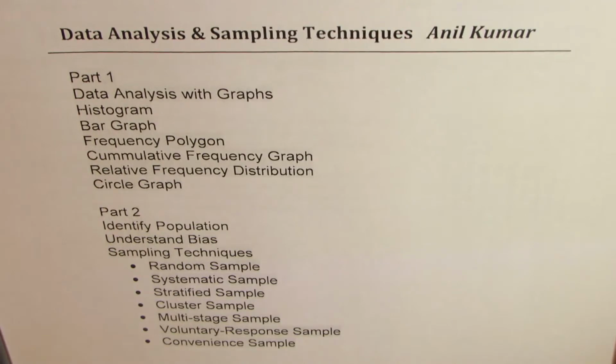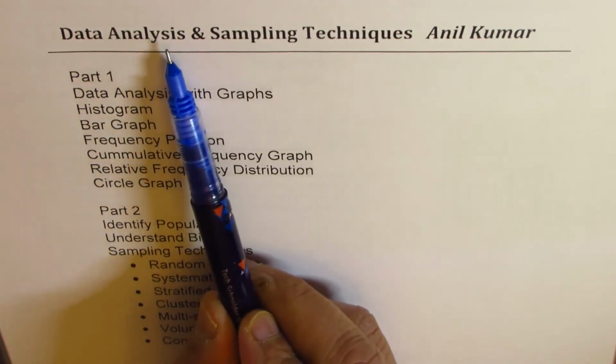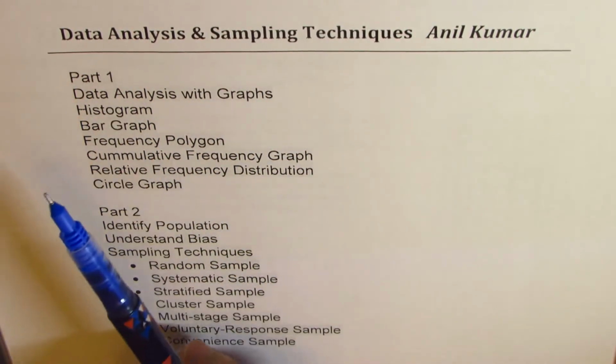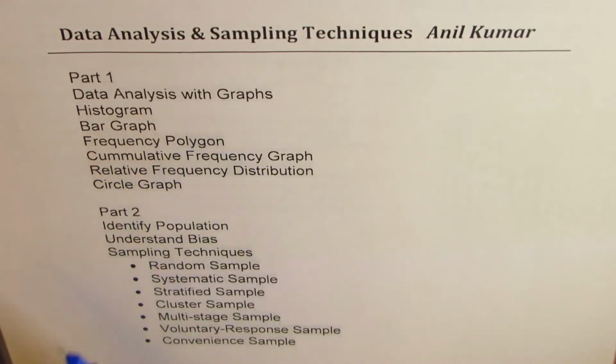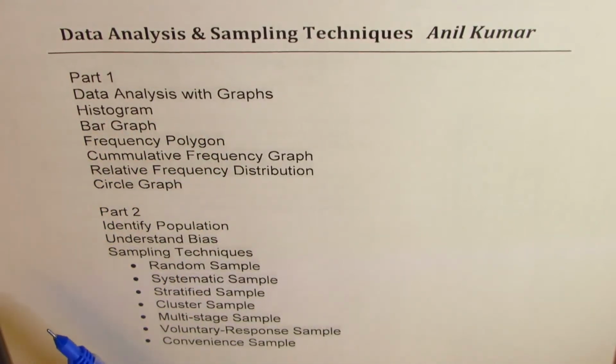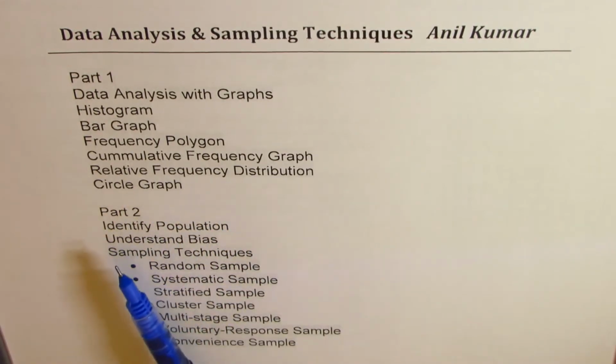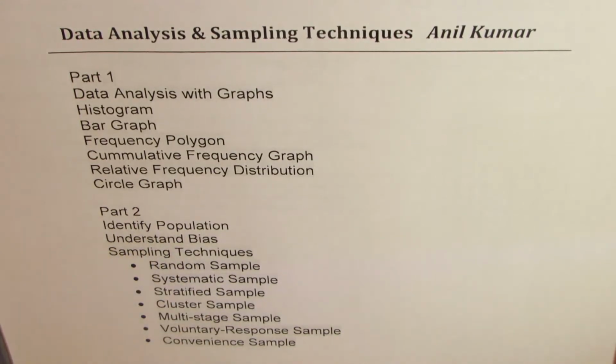We'll divide this topic in mainly two parts. One is data analysis. The second one will be sampling techniques. In part one, we'll discuss data analysis with graphs, histograms, bar graphs, frequency polygon, cumulative frequency graphs, relative frequency distribution, and circle graph. In part 2, we'll discuss how to identify a population, understand different kinds of biases, and then a few sampling techniques. Some of them are mentioned here.